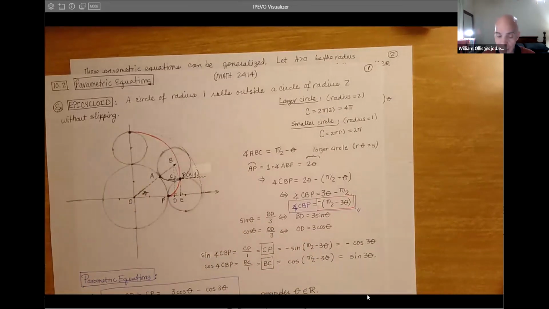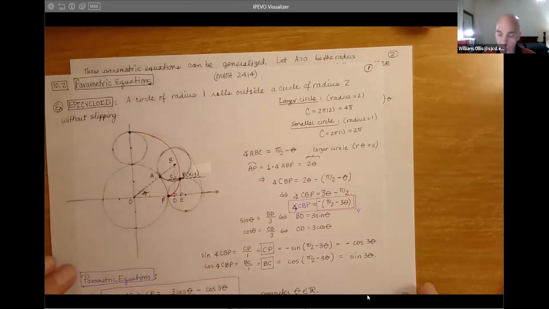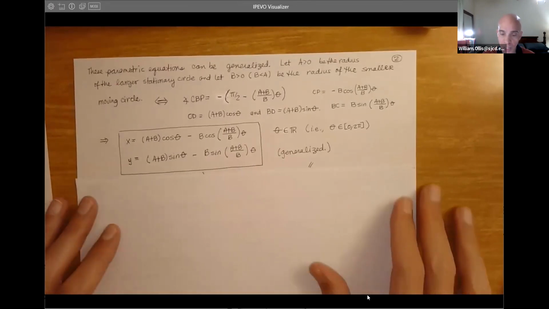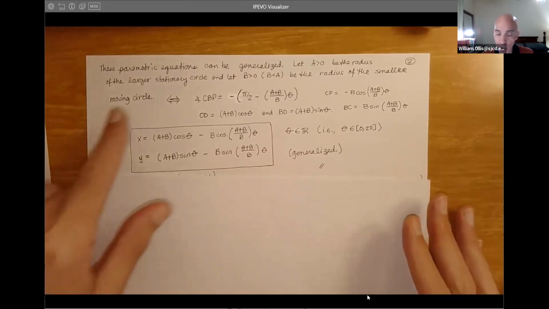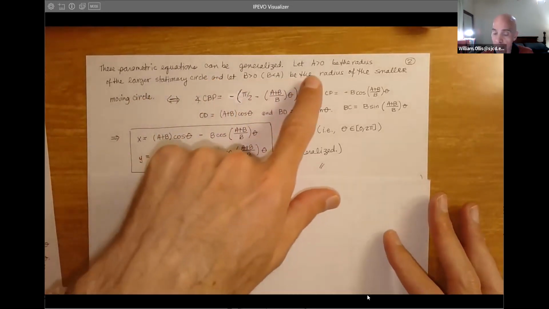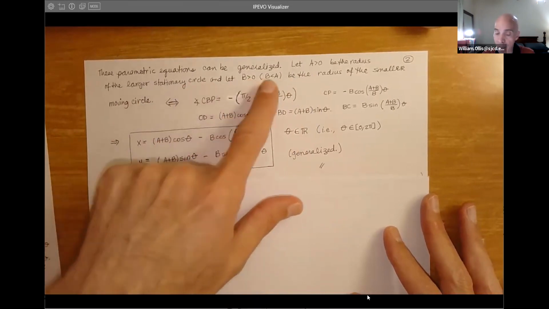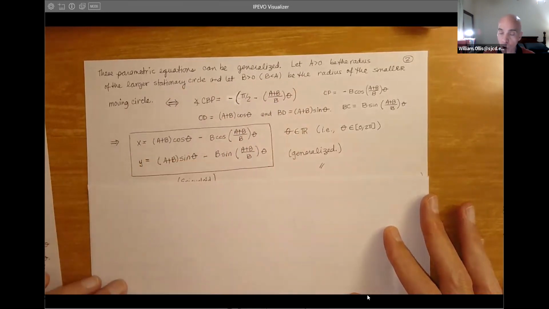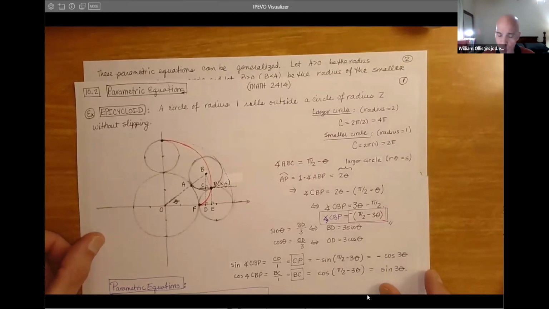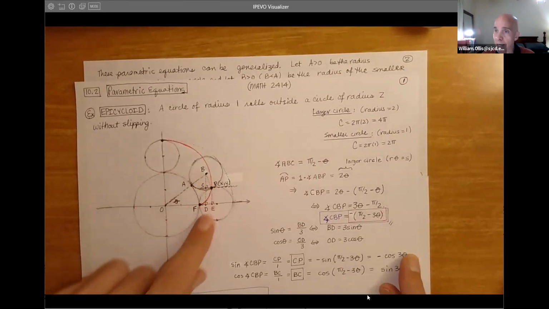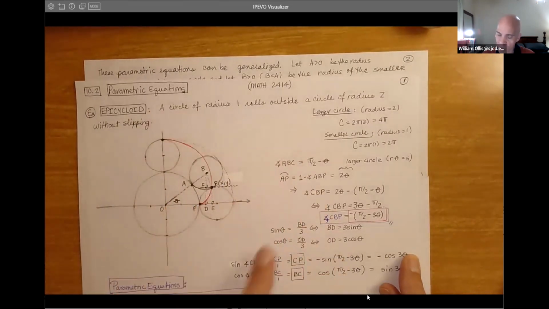And the idea is that I want to take what I have here and make it more general. It's very easy to do, and you get nice adjusted equations. That is, in this case, the parametric equations can be generalized. We're going to let A be the radius of the larger stationary circle, and let B, where B is less than A, be the radius of the smaller moving circle. So now, and this is why I made this decision when I was preparing lecture, to do the simpler case first and then to generalize. That way this algebra is very simple. You can see all of this.